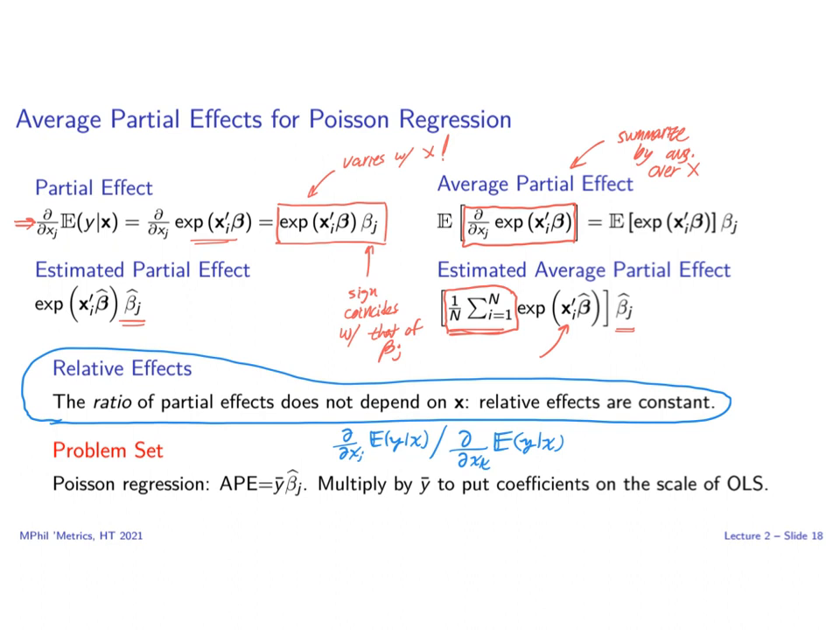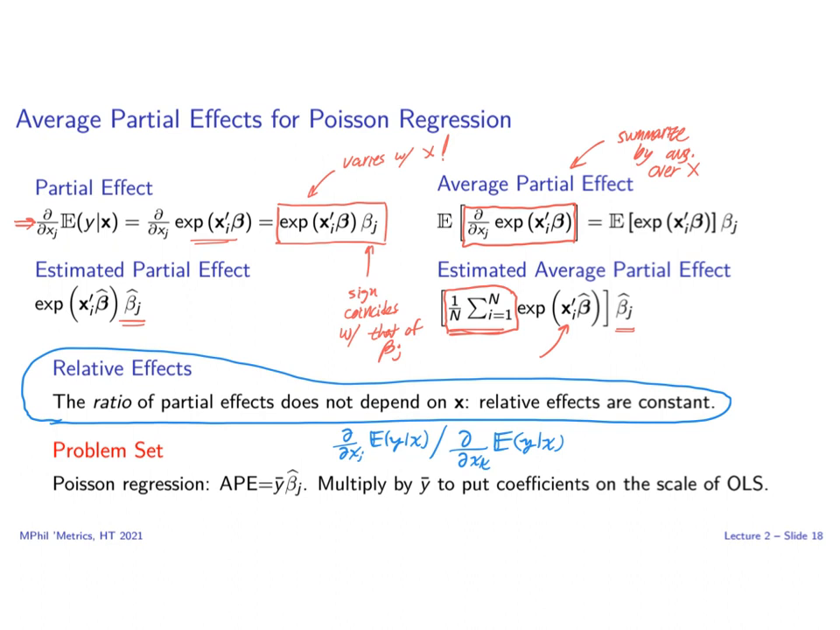On the problem set, you'll do a bit of work with average partial effects, and you will show that for the Poisson regression model, although this doesn't hold in general for all nonlinear models, the estimated average partial effect is equal to the sample mean of y multiplied by beta hat j.